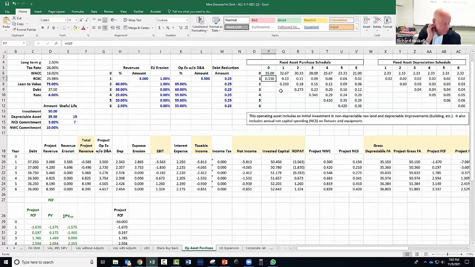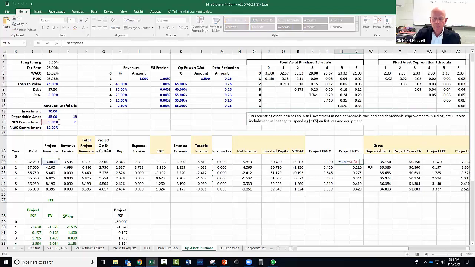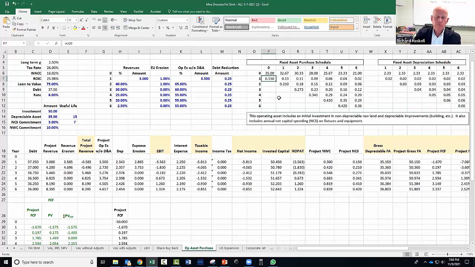So in the next year, year one, by the end of year one, I have gone ahead and made a commitment of 5% net capital spending. So I'm spending 5% of my revenue on new fixed assets. That's going to equate to net capital spending for the project. Remember that equated to 5% of the revenue. So I've got an asset acquisition in that first period of 0.15. That depreciates down to 0.13 in the second period.